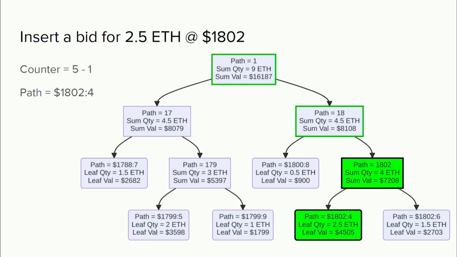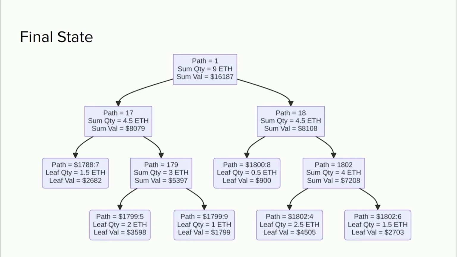And same thing here, right? So new node comes in, 2.5 ETH at 1802. And there's already a bid at 1802, but this one has a lower nonce, so it's going to get matched later, depending on what happens. So this is the final state of the tree, and now we're going to start inserting asks, and this is where the magic happens. This is where we're going to see the logarithmic behavior of our algorithm.